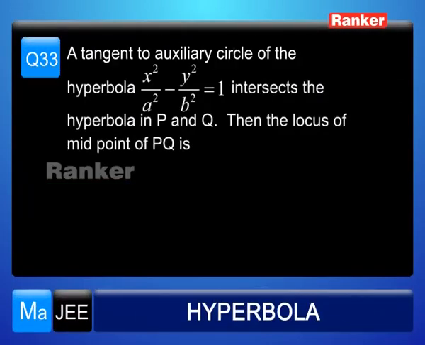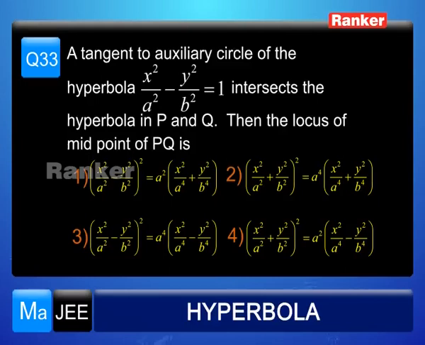A tangent to the auxiliary circle of the hyperbola x square by a square minus y square by b square equal to 1 intersects the hyperbola in the points P and Q. Then the locus of the midpoint of PQ is, first option, x square by a square minus y square by b square is equal to a square into x square by a power 4 plus y square by b power 4.